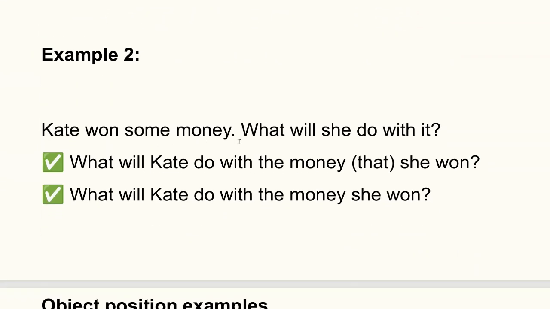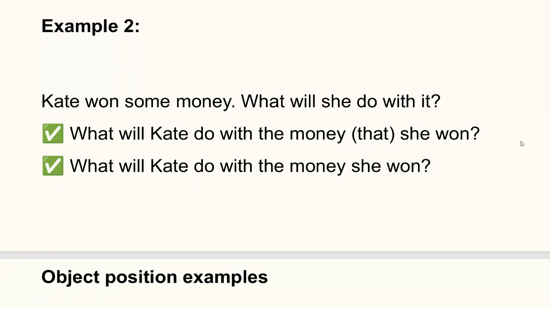Kate wants some money. What will she do with it? What will Kate do with the money that she won? So we can say it without that as well. What will Kate do with the money she won? So she won some money. So money is object here.